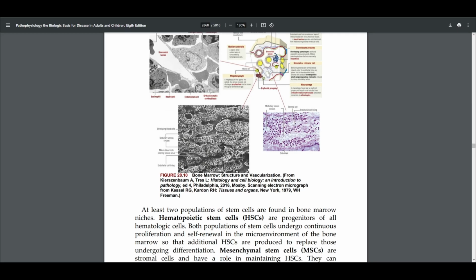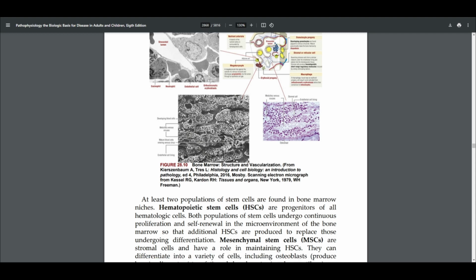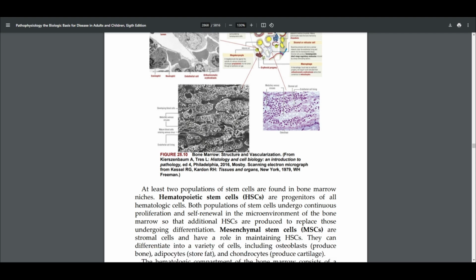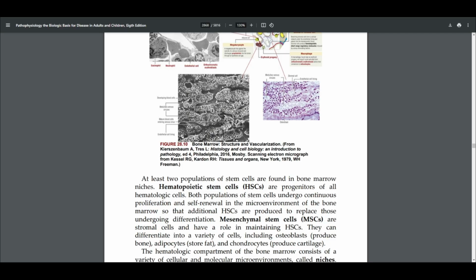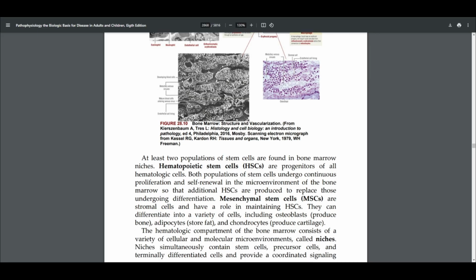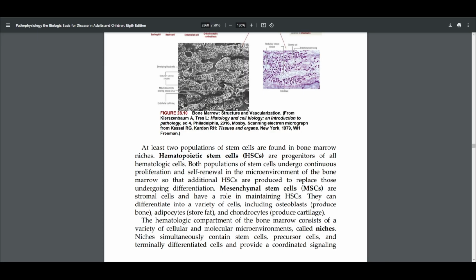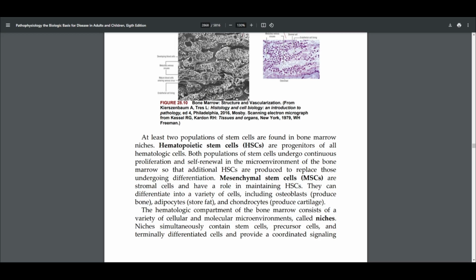At least two populations of stem cells are found in bone marrow niches. Hematopoietic stem cells are progenitors of all hematologic cells. Both populations of stem cells undergo continuous proliferation and self-renewal in the microenvironment of bone marrow, so that additional HSCs, or hematopoietic stem cells, can be produced to replace those undergoing differentiation. The mesenchymal stem cells, or MSCs, are stromal cells and have a role in maintaining HSCs. They can differentiate into a variety of cells, including osteoblasts, adipocytes, and chondrocytes.